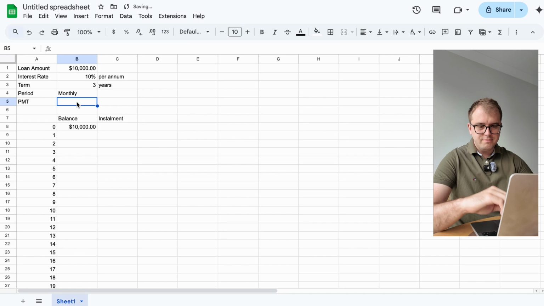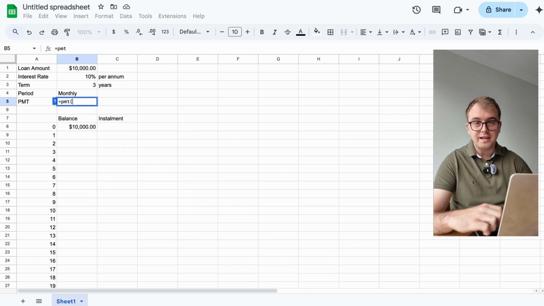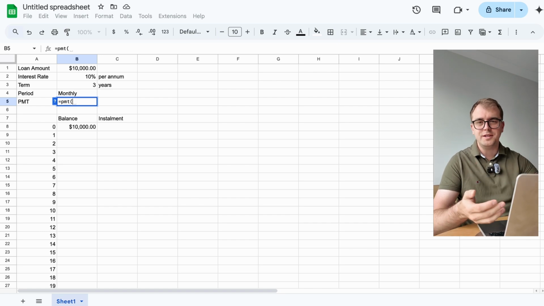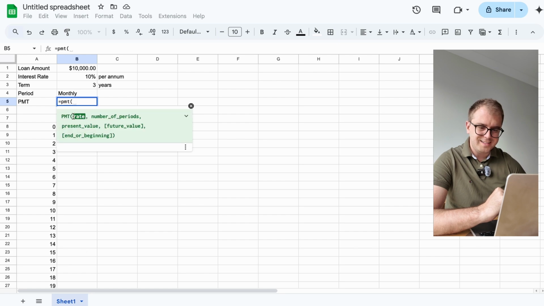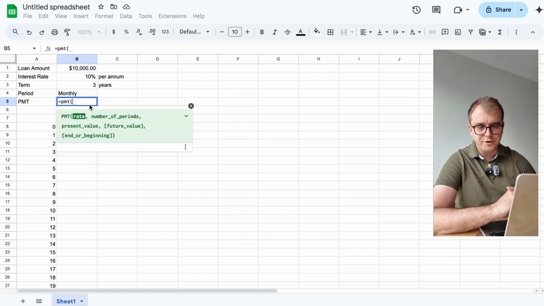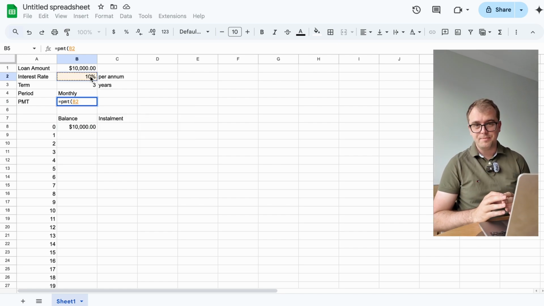Now, what I do in PMT is I go equals PMT, standing for payment. So this is our installment, payment, whatever you like to call it. So we have this question mark in Google Sheets. What we can do is click that and it tells us the information it requires. So the first thing is our rate. So if we click on the 10%, that is our interest rate, but that's per year. What we need to do is break that down by our periods.